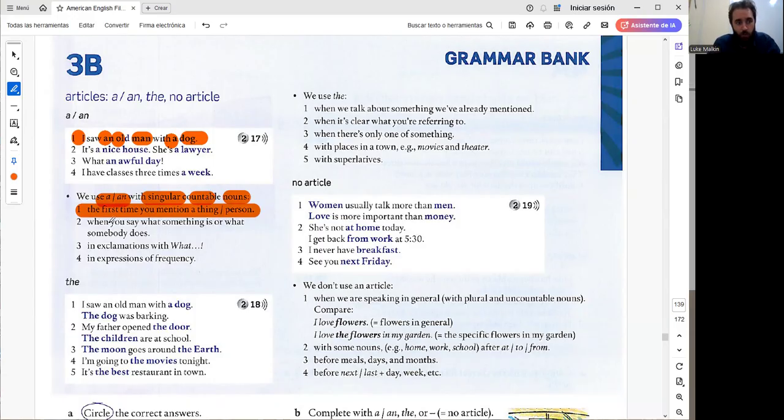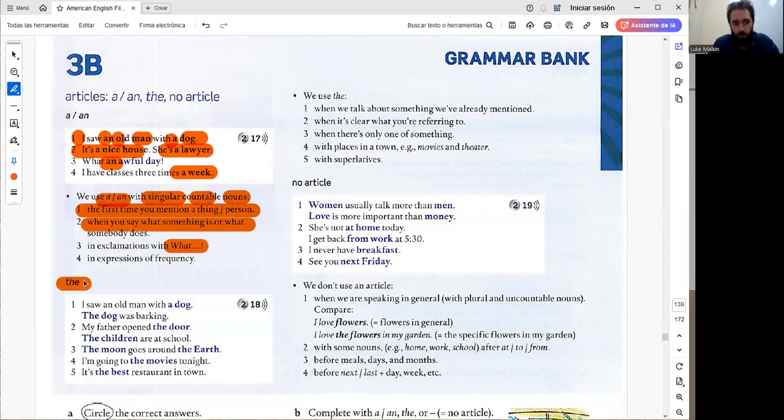Also, we use a when you say what something is or what somebody does. For example, it's a nice house, she's a lawyer. We also use a in exclamations with what. For example, what an awful day, what a beautiful day. And we use a with expressions of frequency. I have classes 3 times a week. So how many times a week do you have classes? Maybe one, two, three, four.